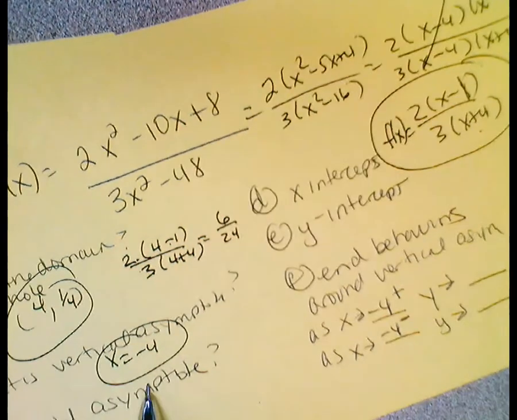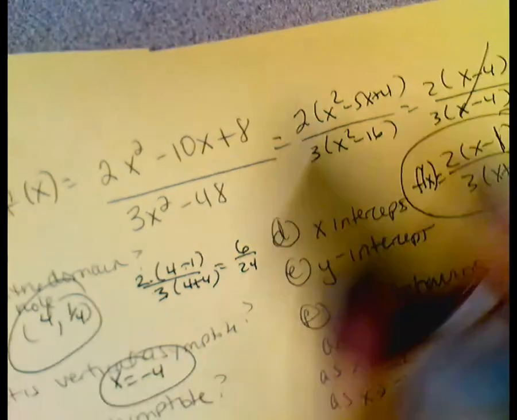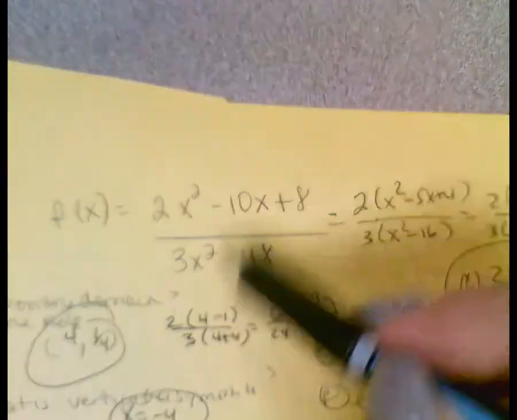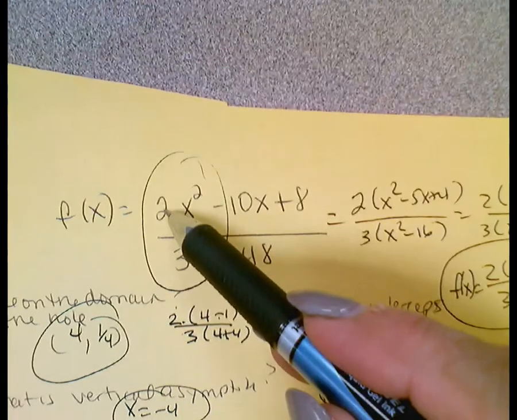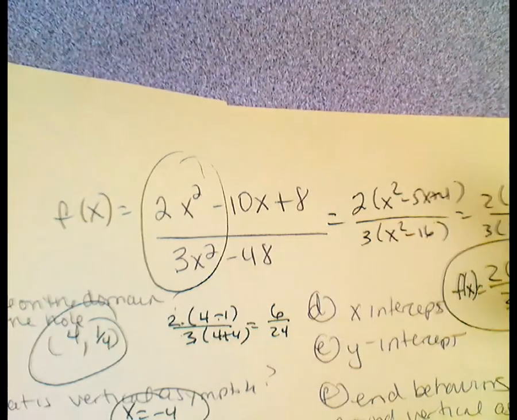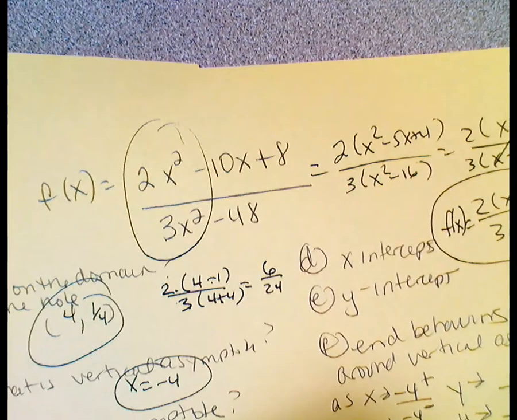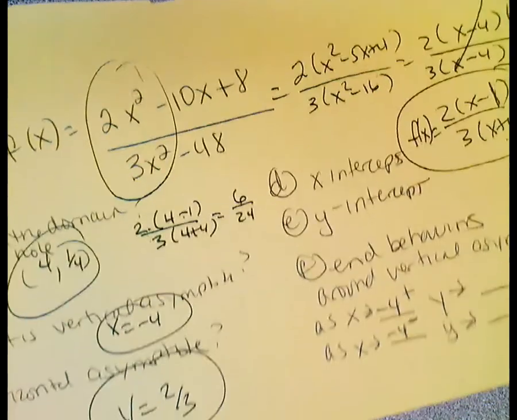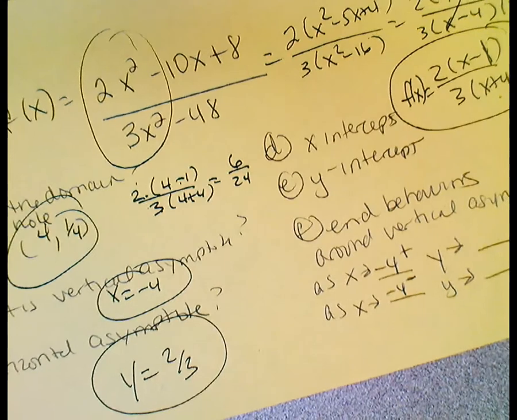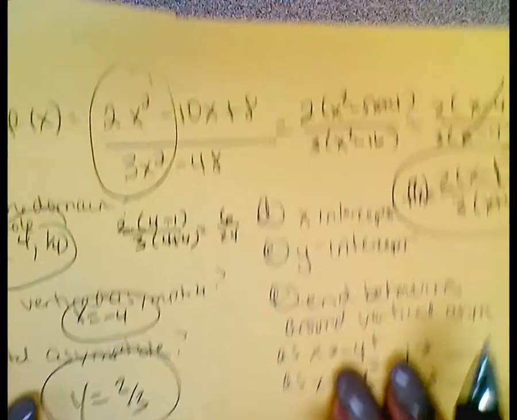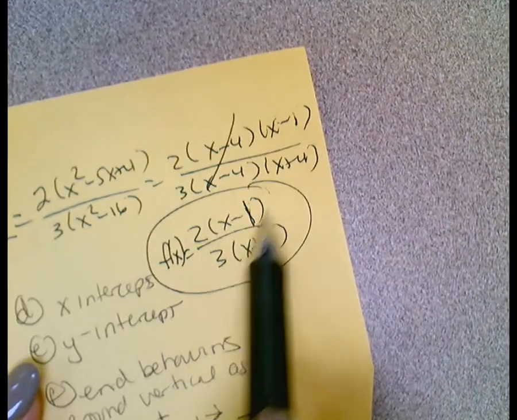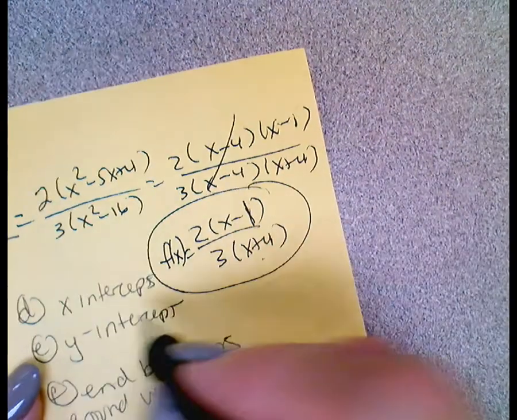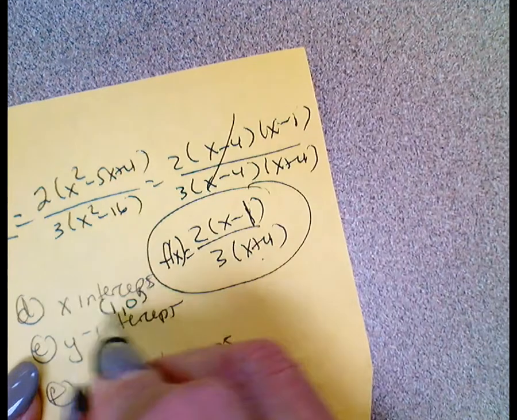So there it is. What's the y-intercept? I get the horizontal asymptote from the original. See how the original one looks like this? See how they're the same? Your horizontal asymptote is 2 divided by 3. The leading coefficients when they're the same. y equals 2/3. So the x-intercept, I'm going to go to the new one. Look at the remaining factor, x minus 1. So the x-intercept is 1, 0.